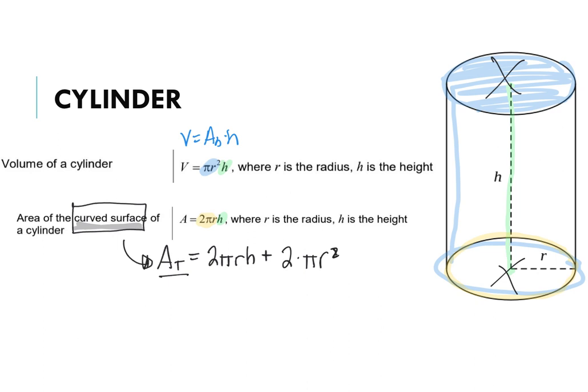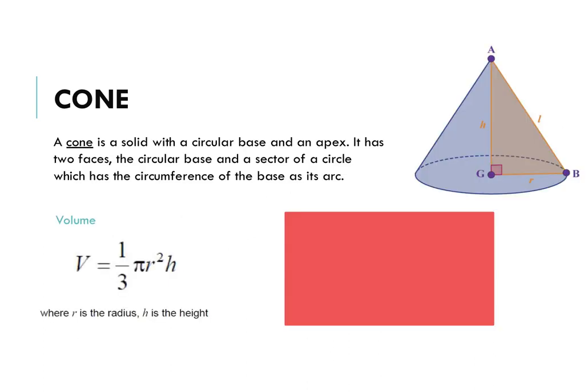The next shape we have is a cone, and similarly as we did for the pyramid, we're only going to be dealing with what's called a right cone, meaning that the apex is directly in the center of the circle this time. Slant height is still here, so the slant height is similar to what we had for the pyramid.